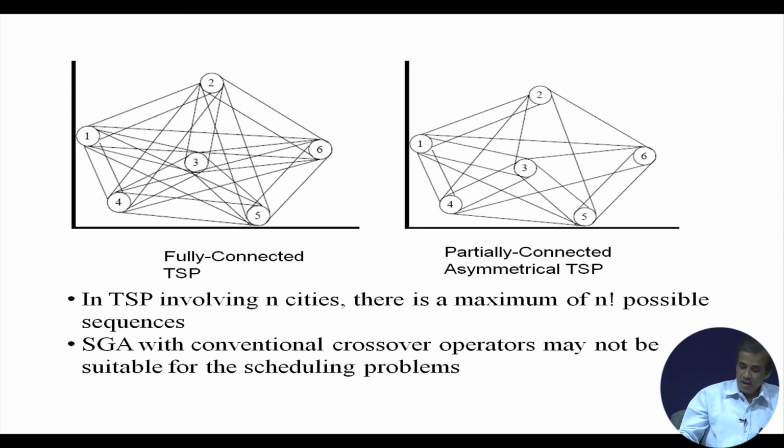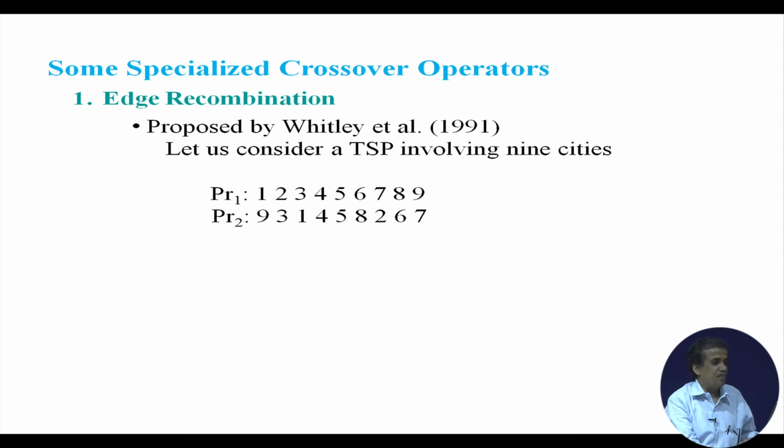Now, here there is one comment: SGA with conventional crossover operators may not be suitable for the scheduling problems. I hope you have understood the real complexity of this type of problem, and your ordinary crossover operator used in the binary coded GA or the simple genetic algorithm may not serve the purpose, and that is why we will have to use some special type of crossover operators. Now, here I am just going to discuss a few special types of crossover operators.